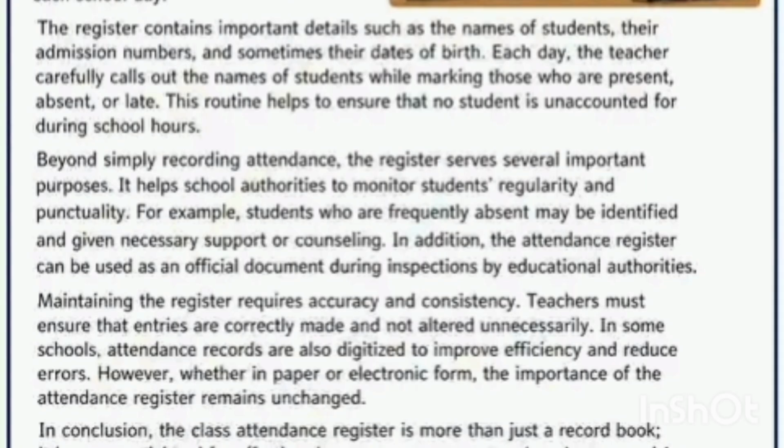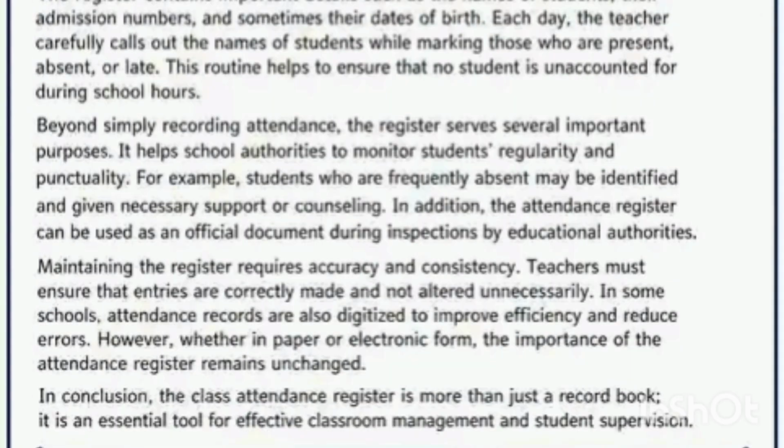Beyond simply recording attendance, the register serves several important purposes. It helps school authorities to monitor students' regularity and punctuality. For example, students who are frequently absent may be identified and given necessary support or counseling. In addition, the class attendance register can be used as an official document during inspection by educational authorities.